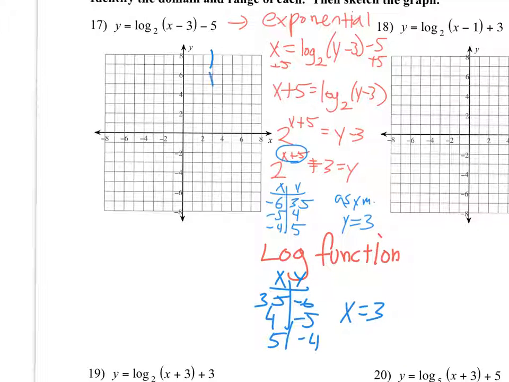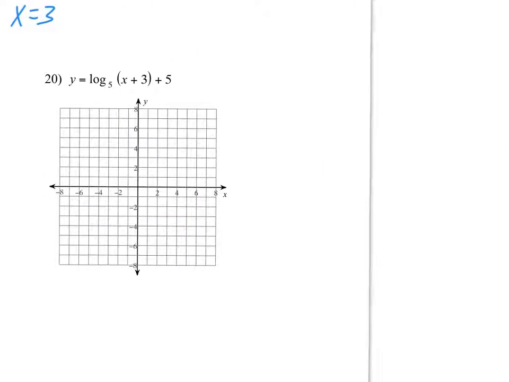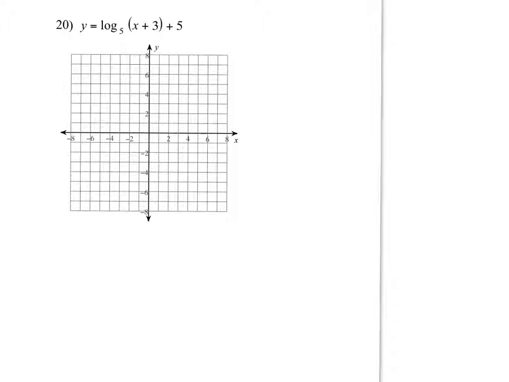I'm going to graph that guy first, a nice vertical asymptote, and then we're going to go at 5, negative 4. We're going to go at 4, negative 5, and 3.5, negative 6 to get a log graph that looks something like this. The domain would be x is greater than or equal to 3, and the range would be all real numbers. Just like for the exponential version, the range would be y is greater than or equal to 3, and the domain would be all real numbers. Going to skip 18, skip 19, and bounce over to number 20.